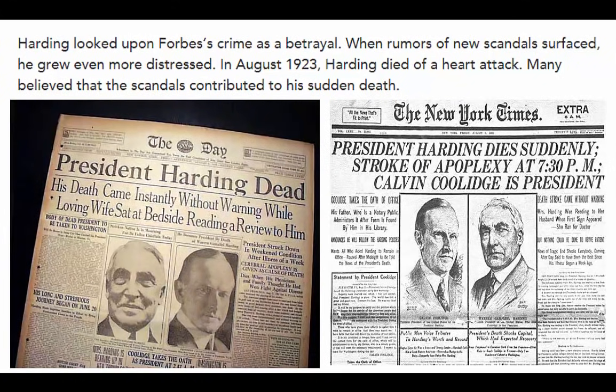Harding looked upon Forbes's crime as a betrayal. When rumors of new scandals surfaced, he grew even more distressed. In August 1923, Harding died of a heart attack. Many believe that the scandals contributed to his sudden death. And so now we can answer question 10. What action did Forbes take as the head of the Veterans Bureau that became a scandal? Well, he stole millions of dollars for himself. And question 11. What happened to Harding in August of 1923? He died of a heart attack.